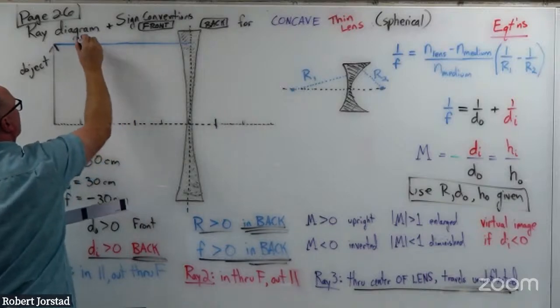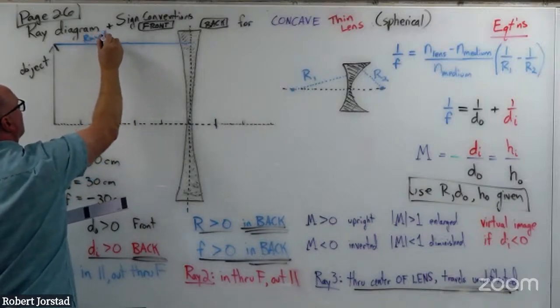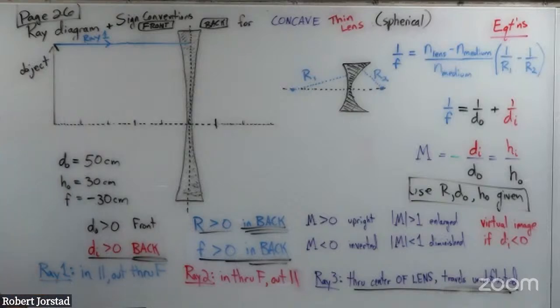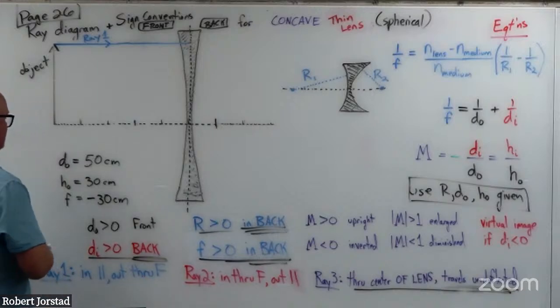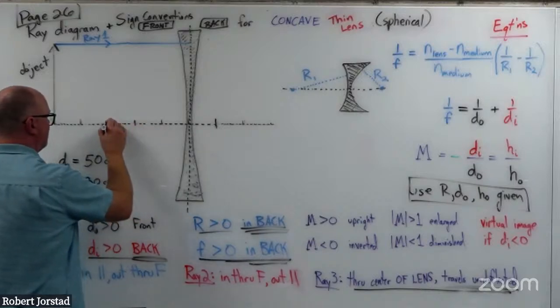That's ray 1. In parallel. Out through what? The focal point. Well, I better draw these on here, right? So the focal points are 30 centimeters away. 1, 2, 3. There's one focal point.